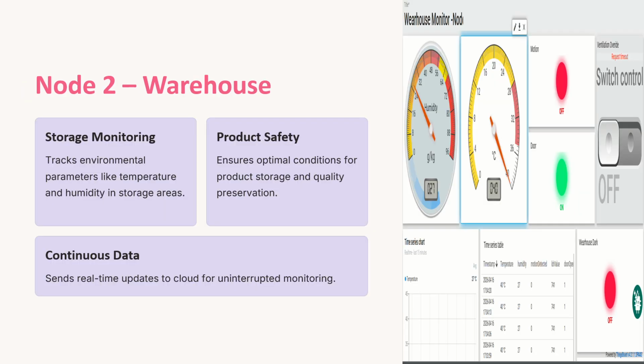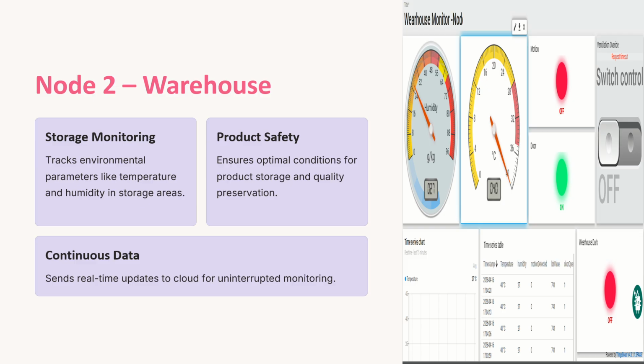Next, node 2 warehouse. Node 2 is responsible for warehouse monitoring and environmental control. It uses sensors to track storage conditions and security. The DHT22 sensor measures temperature and humidity. The LDR sensor measures light intensity. Based on this, the system determines whether the warehouse is dark. The PIR sensor detects motion, which is useful for security monitoring. A reed switch is used to detect whether the warehouse door is open or closed.